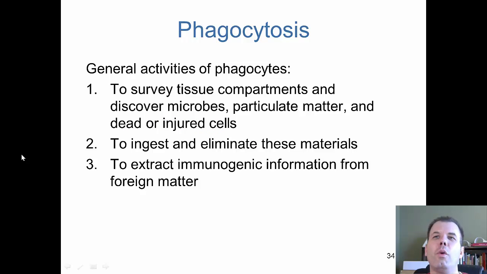All right, so one of the last things we'll look at is phagocytosis, and again, this is to eat up foreign material. I have a couple of videos to show you, not only phagocytosis, but the last thing, complement. What phagocytosis is, basically, is to survey the tissue, find these things, and eliminate them. So look around for microbes, particulate matter, and dead and injured cells, then ingest them, eliminate these materials, and then take immunogenic information and pass it on.